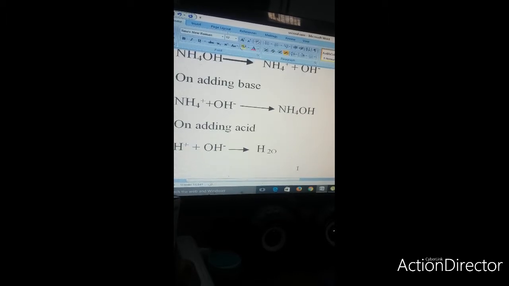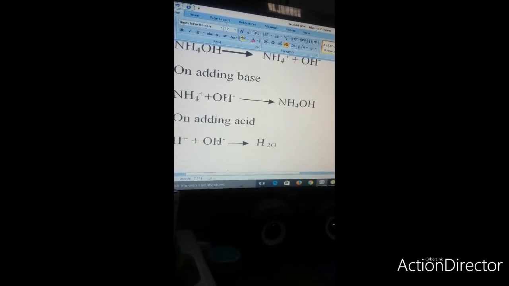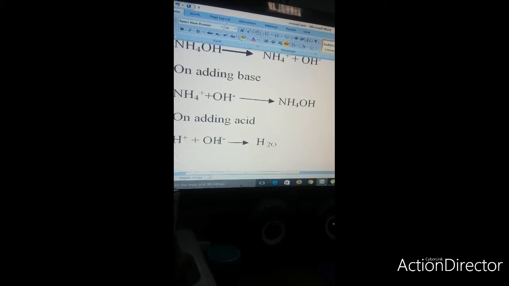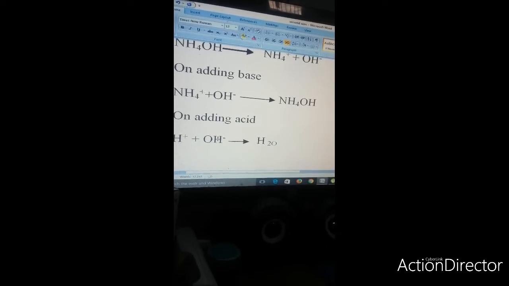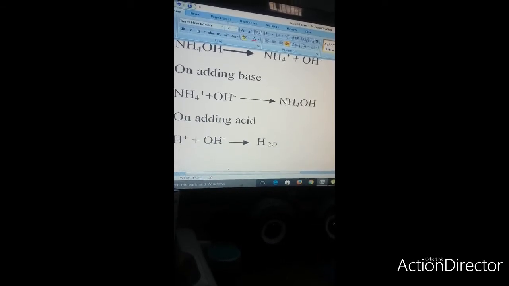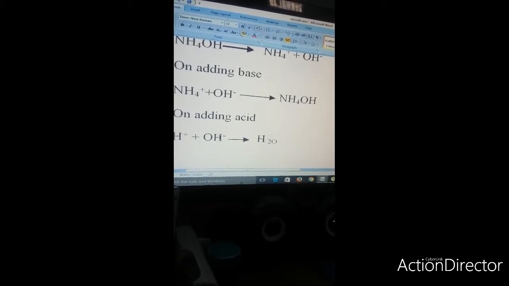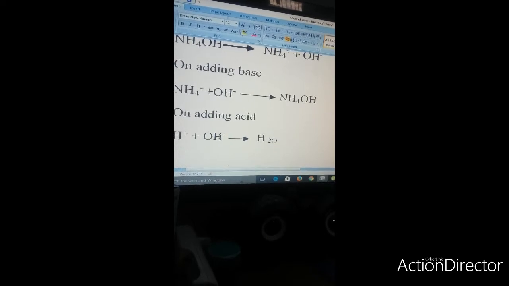Further, if you are adding a base, the ammonium ion will react and form ammonium hydroxide. If you are adding an acid, that will react with the OH ions which are existing there, and it will give you water. As the OH ions are consumed, the equilibrium will shift in the forward direction, so that more ammonium hydroxide dissociates to give you OH ions, which will make up the loss of OH ions. Thus the hydroxyl ion concentration and the pH of the solution will not change much.